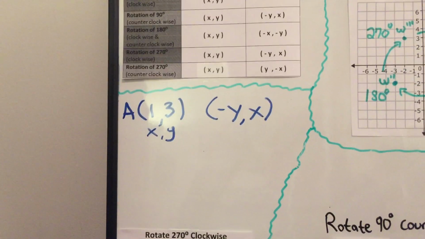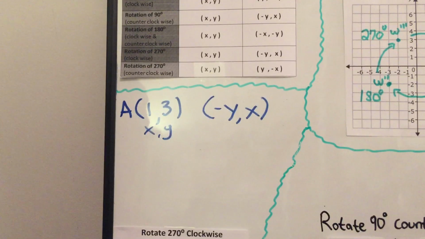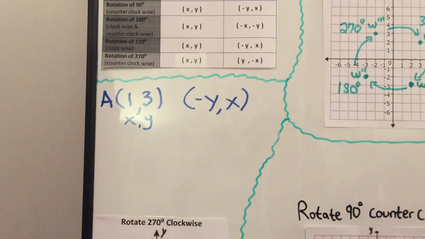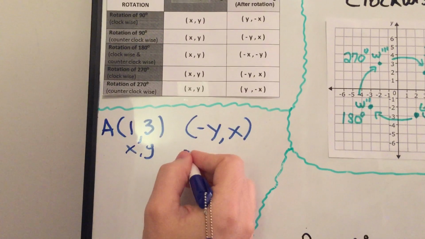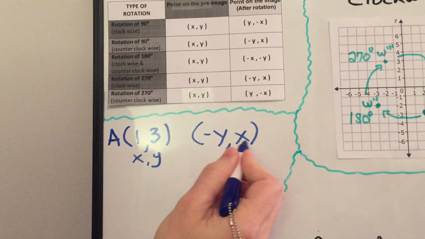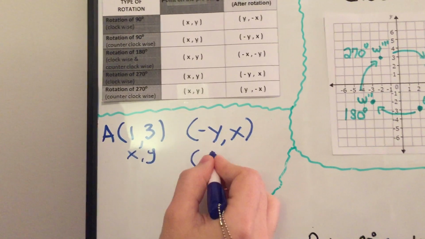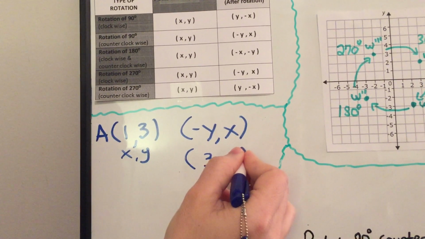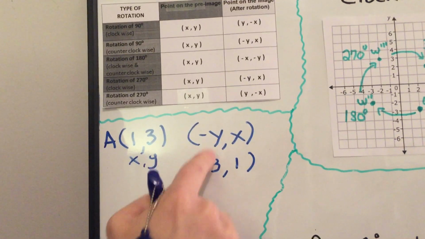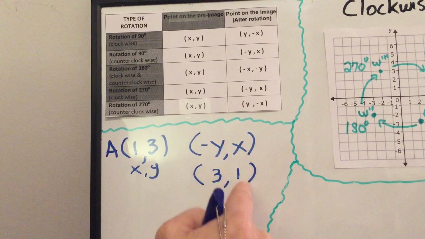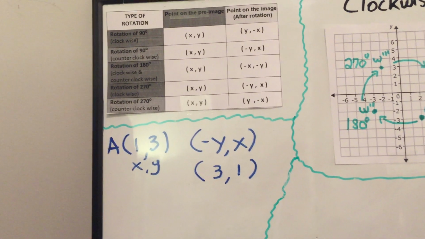Now, you might be thinking, okay, how in the world do I use this formula, or how do I change my coordinate into this right here? All you're going to do is, it says we need y first and x second. Well, my y was 3 and my x was 1. So it just says, instead of x being first, we want y first. Instead of y being second, we want x second. So we put it like that.